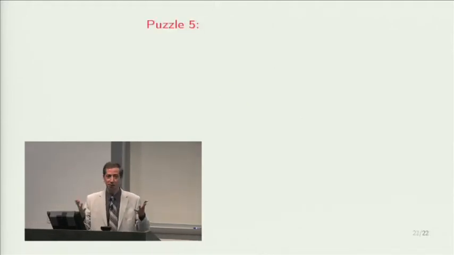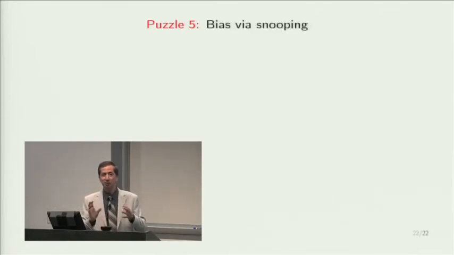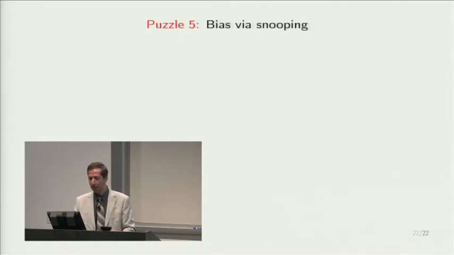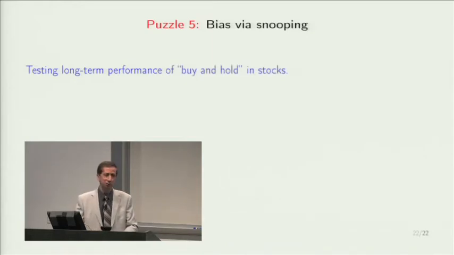And this must have, okay, we are still in data snooping, so maybe this has to do with data snooping, but it also has to do with sampling bias. So it's an interesting puzzle. Okay, so this is a case where you are testing the long-term performance of a famous strategy in trading, which is called buy and hold. Okay, what does it mean?